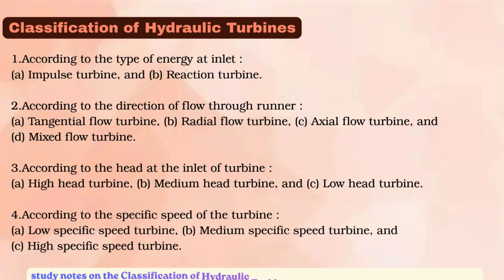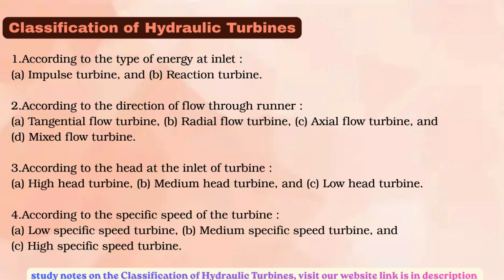Today we are going to study the classification of hydraulic turbines. Hydraulic turbines are machines that convert the energy of water into mechanical energy. These turbines are widely used in power generation, especially in hydroelectric power plants. Hydraulic turbines are classified based on different parameters such as the type of energy at the inlet, the direction of flow through the runner, the head at the inlet, and the specific speed of the turbine.